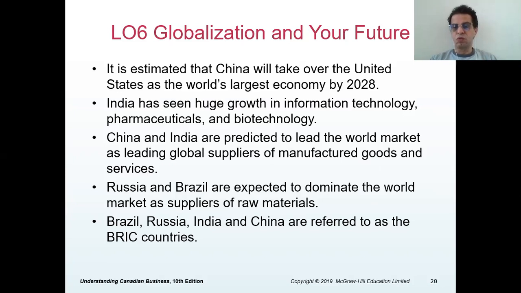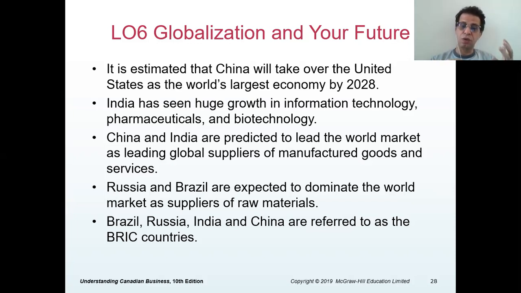So what's going to be the globalization in the future? It is estimated that China will take over the United States because now there is lots of economic war between China and the States, because China has grown so quickly and so fast. It will take over the largest economy in the world by 2028.